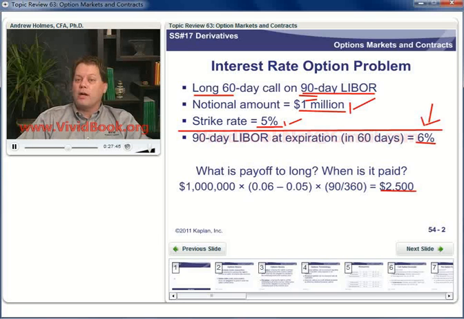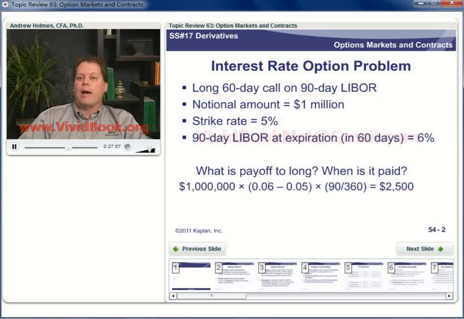Now, if this were an FRA, we would take this and we would discount it back to the beginning of the period. Okay, that is at the end of the 90 days back to the end of the loan contract. Okay, but that is not what we do with interest rate options. Instead, okay, these are just paid. This would be paid by the writer 90 days after the expiration of the option.